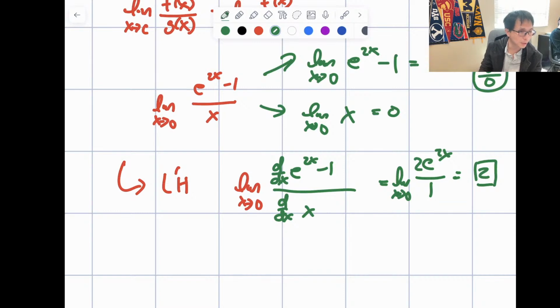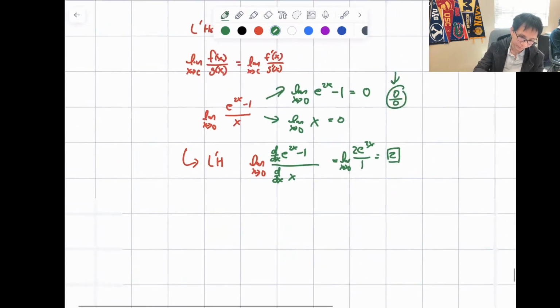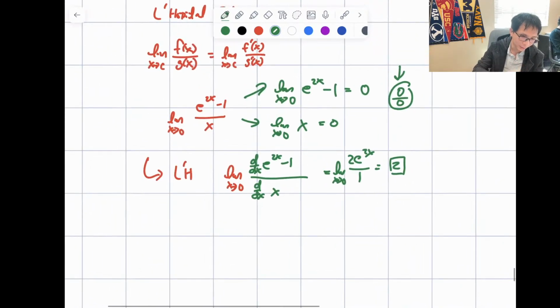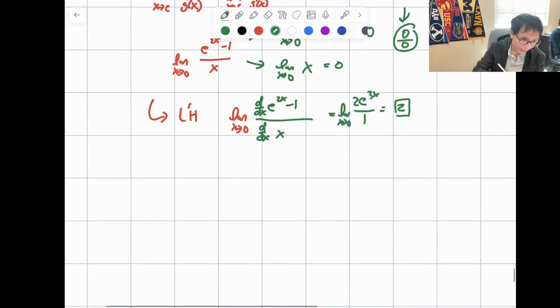So for this particular one, super easy. We already went through this one. But remember, you're not doing quotient rule, okay? Quotient rule has nothing to do with L'Hopital's rule. You take a derivative at the top, divided by the derivative at the bottom. Is that easy? Okay.